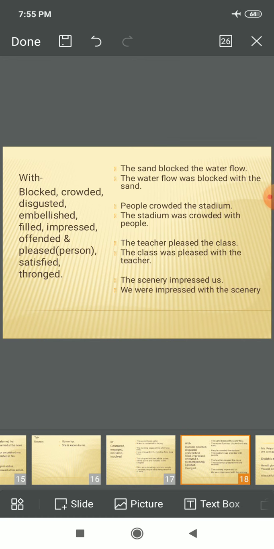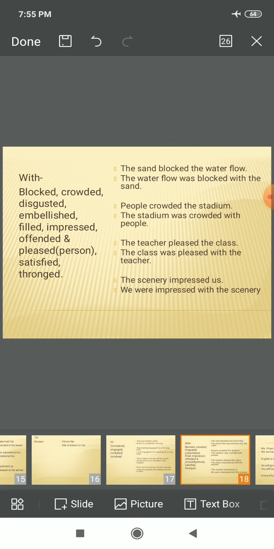Next, again, children, some of the mistakes which students commit, right? Instead of by, we should use the preposition with with the following words. Which are these? The words are blocked, crowded, disgusted, embellished, felt, impressed, offended, and pleased, pleasing a person, right? Satisfied, thronged. A few examples are: the sand blocked the water flow.